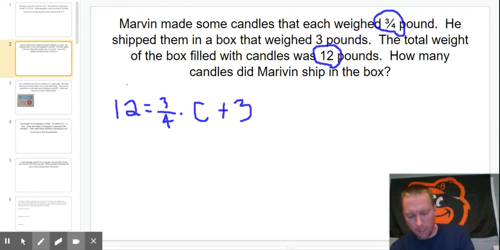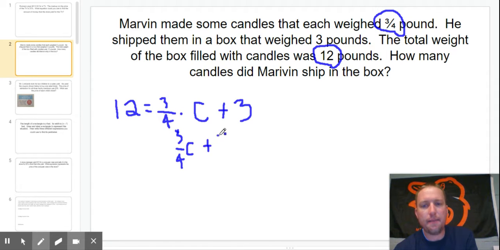So the first thing we can do in order to solve this is multiply 3/4 times C, and we get 3/4 C. Then we add that plus 3, and that gives us a total of 12. Now we want to get the variable by itself. So we always subtract the smaller amount from each side. We subtract 3 from this side and 3 from this side of the equation. And what we're left with is 9 equals 3/4 C.